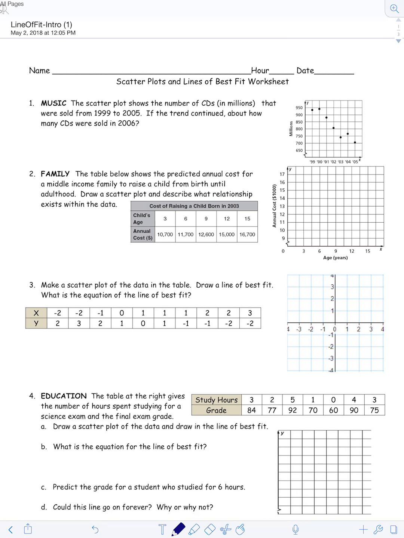So to practice line of best fit and writing an equation for your line of best fit, we're actually going to start on number 3. You can go to number 1 and number 2 for some practice on some scatter plot analyzing and making a scatter plot for those problems. But in number 3, you're going to need to first make the scatter plot from the data given. So this would be a good time to pause.